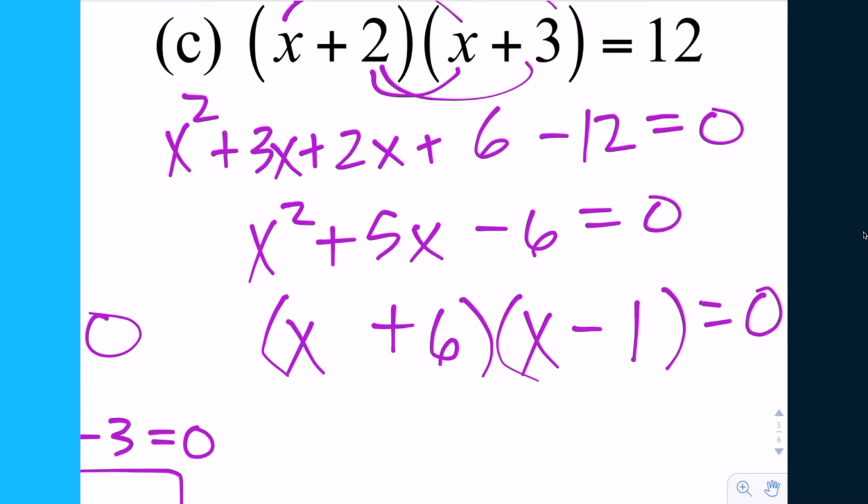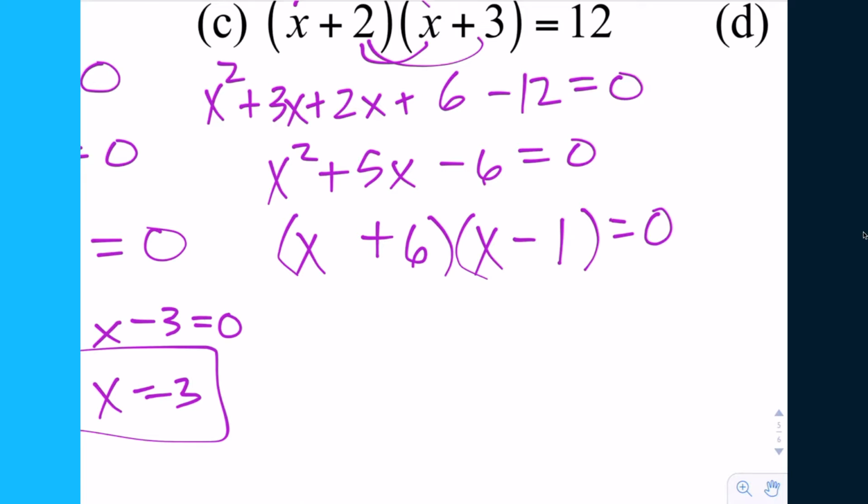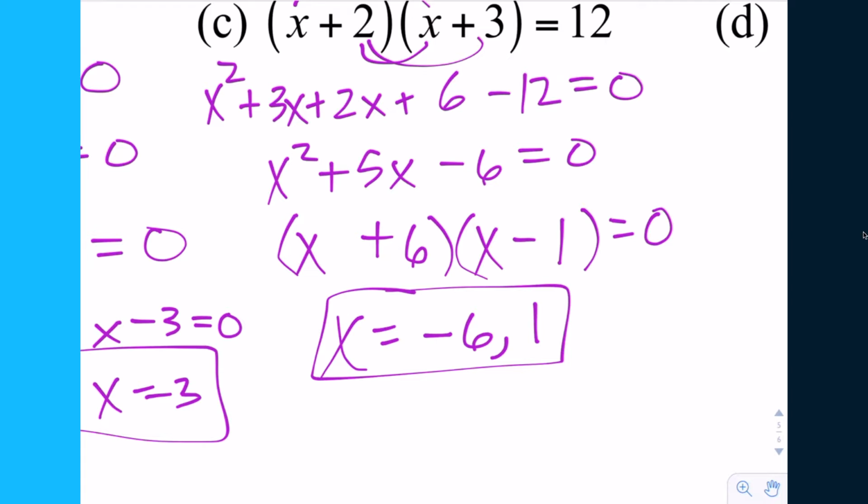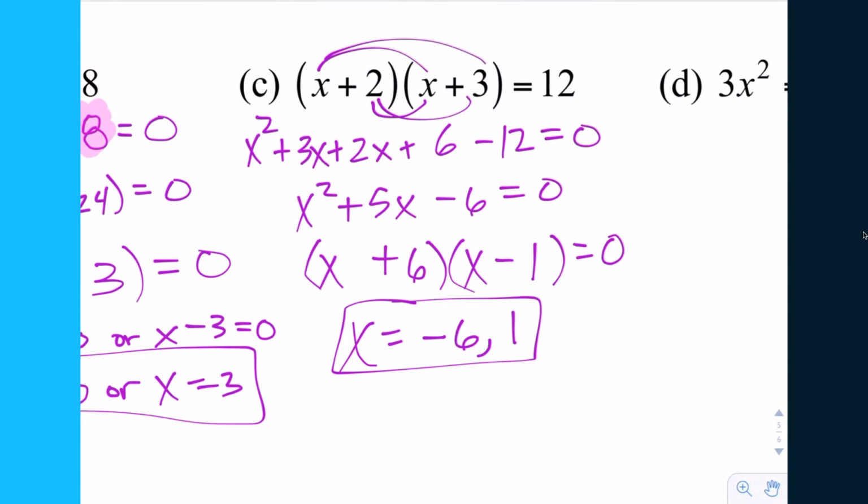So check your work. And now the zero product property says each of those equals 0, but you don't have to show it. You can go straight to x equals what? Negative 6 and positive 1. Now, I learned my lesson, so before I walk away, I'm going to try out at least one of them. Let's try out the 1. It's easier. 1 plus 2, 3. 1 plus 3, 4. 3 times 4, 12. That's good.